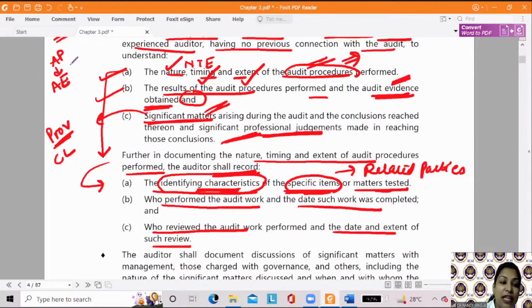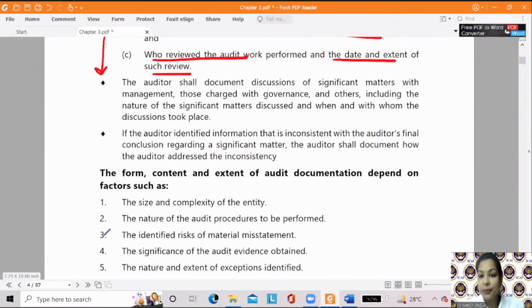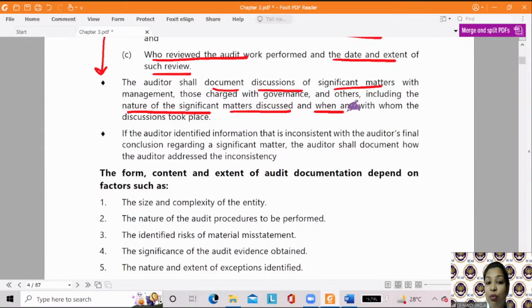And with respect to significant matters, the auditor needs to maintain documentation. If any significant matter was there, let's say whether to maintain a provision or show it as a contingent liability with respect to the litigation going on against the company, the auditor must have discussed that matter with the management. So the auditor needs to mention with whom such a matter was discussed. The auditor shall document the discussions of significant matters, including the nature of the significant matter discussed and when and with whom the discussion took place. What the matter was, with whom it was discussed, and when it was discussed.